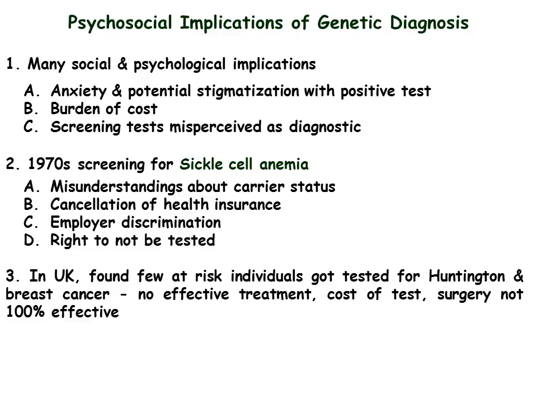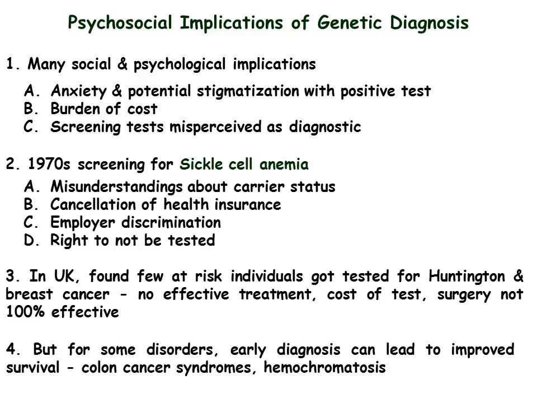In the UK, they found few at-risk individuals want to get tested for Huntington and breast cancer. There's no effective treatment. The cost of the test is a lot, and surgery is not 100% effective. So in some cases, they don't want to know. I don't know. I think I might want to know if it's in the family. But for some disorders, early diagnosis can lead to improved survival, colon cancer syndromes, hemochromatosis. So, yeah, I think if there was something like that in my family, I'd have to go and find out.